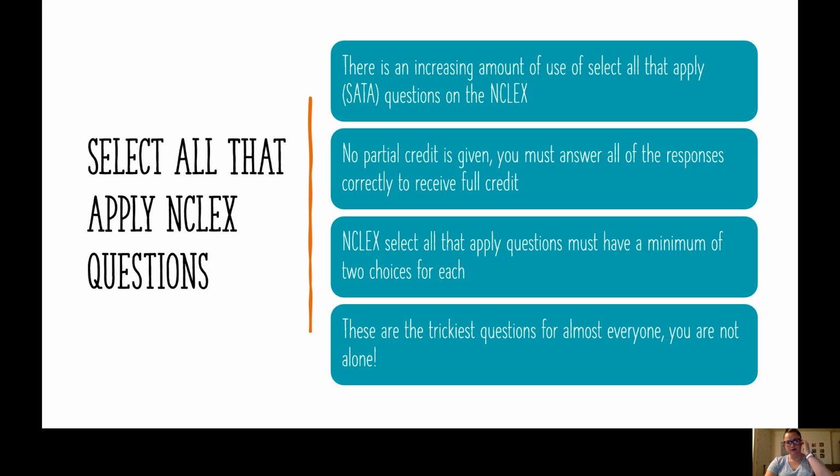They're using an increasing amount of Select All That Apply questions on the NCLEX, and they don't give any partial credit for it. So you have to choose every single correct response in order to get the answer correct. If you pick 2 out of 4 of the correct answers, you still get the question wrong. On the NCLEX, Select All That Apply questions have to have a minimum of 2 correct choices. So if you have 5 choices in total, at least 2 of them are going to be the correct answer. These are the trickiest questions for almost everyone.